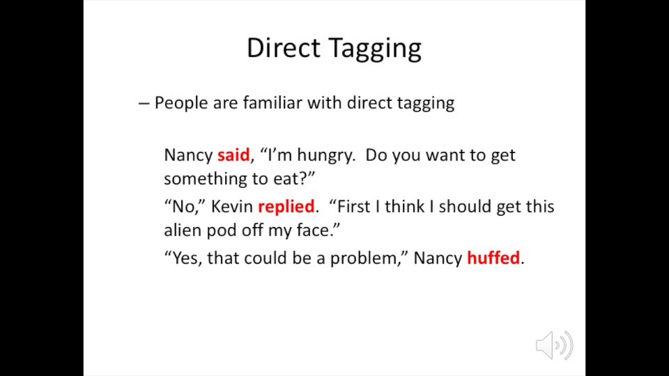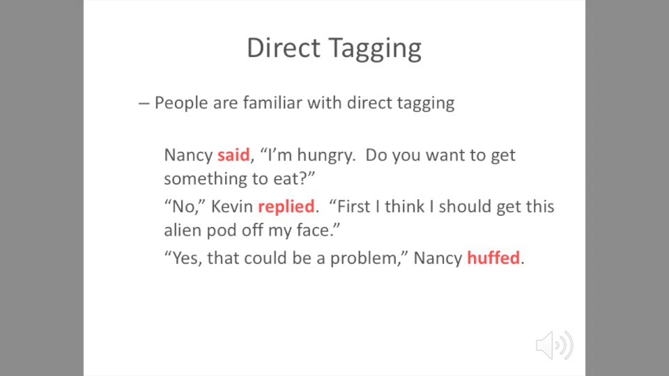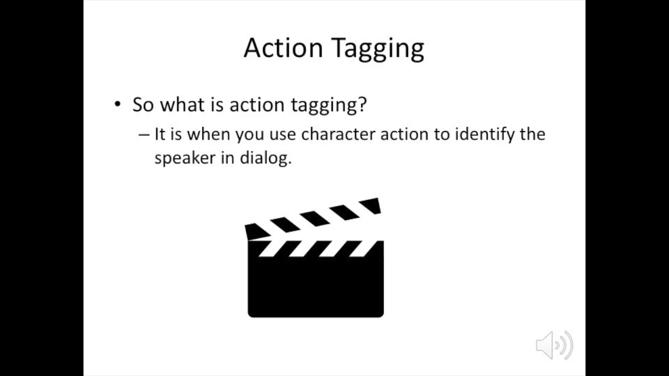But if you did this throughout the whole course of your novel, the readers would get pretty frustrated with reading Nancy said, Kevin said, Nancy answered, Kevin replied, all the time. So how does the author mix it up? One way is through action tagging. Now, action tagging is when you use a character's action to identify who the speaker is within the dialogue paragraph.